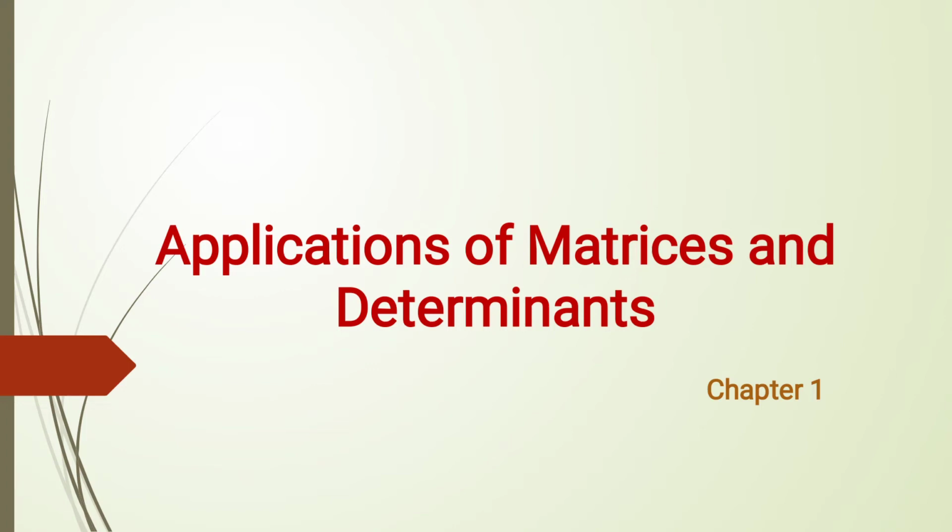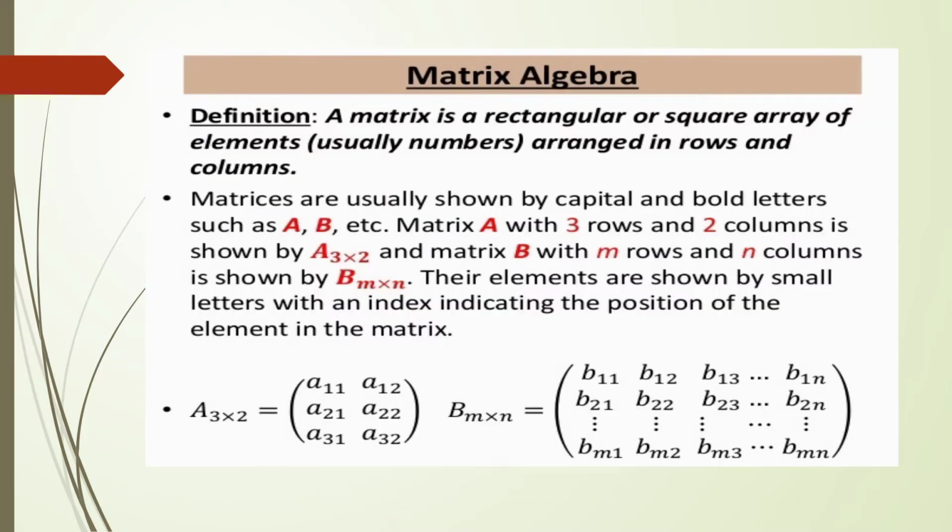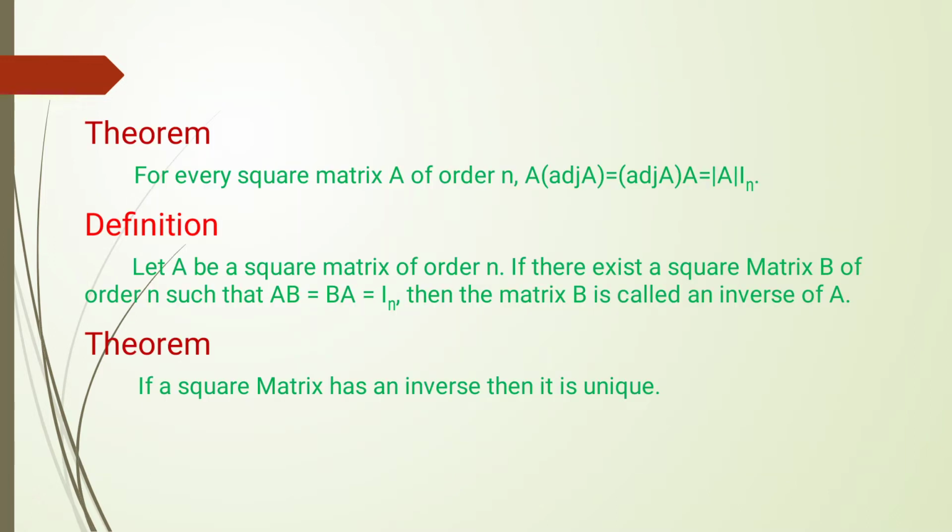Application of matrices and determinant. A matrix is a rectangular or a square array of elements arranged in rows and columns. Theorem 1. For every square matrix A of order n, A into adjoint of A equals adjoint of A into A, which is equal to determinant of A into I.